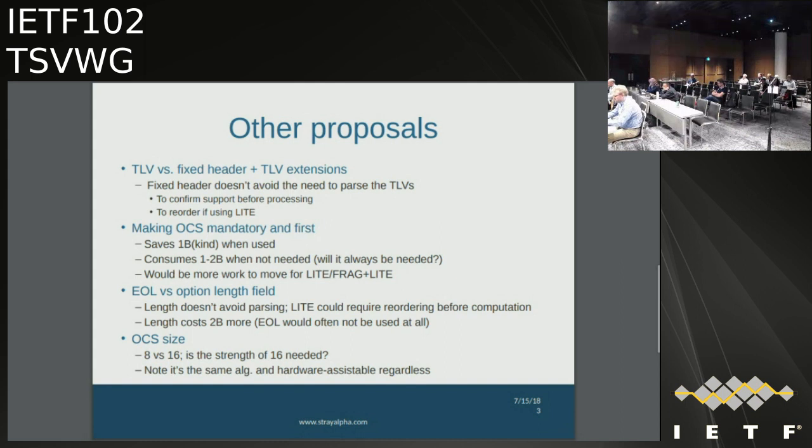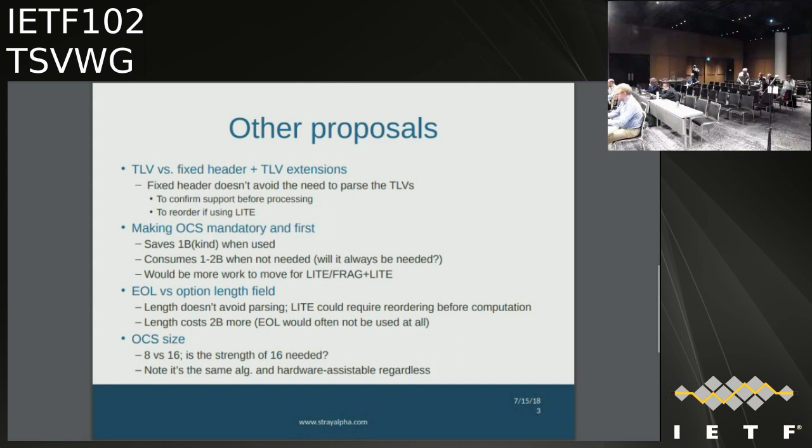The EOL versus option length field: the length field doesn't avoid parsing again, because the option list could require reordering before computation, and the length costs 2 bytes more, whereas with EOL, in most cases, packets will not have an EOL at all. The EOL is only there if for some reason we find a need to have space beyond the option that is not covered by the options. It's there largely, frankly, to be corollary to the way TCP works more than anything else. I didn't have a specific reason for putting it in there.